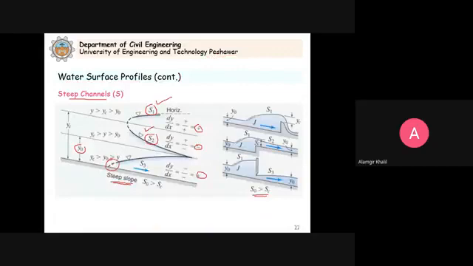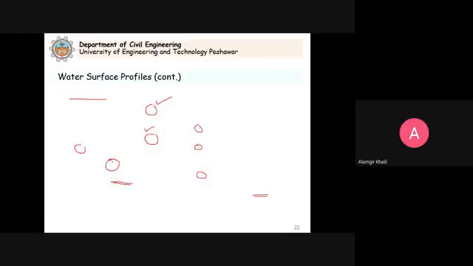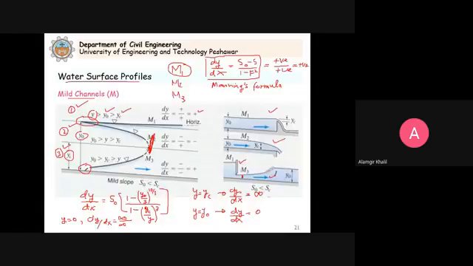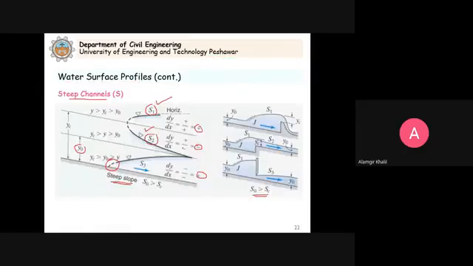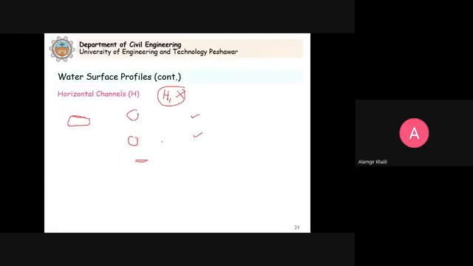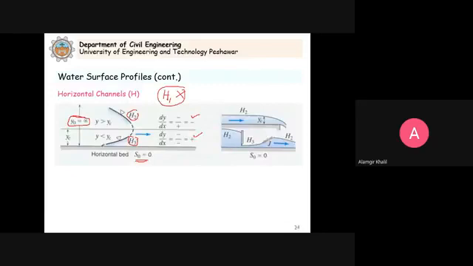Now the thing is how we plot these profiles, how you can plot S1 profile, S2 profile, S3 profile, and so on. These 12 types of profiles that we just studied, how you can plot them. For this we have different methods. Only one method is explained in your textbook that we will follow, but you can study the other methods also.